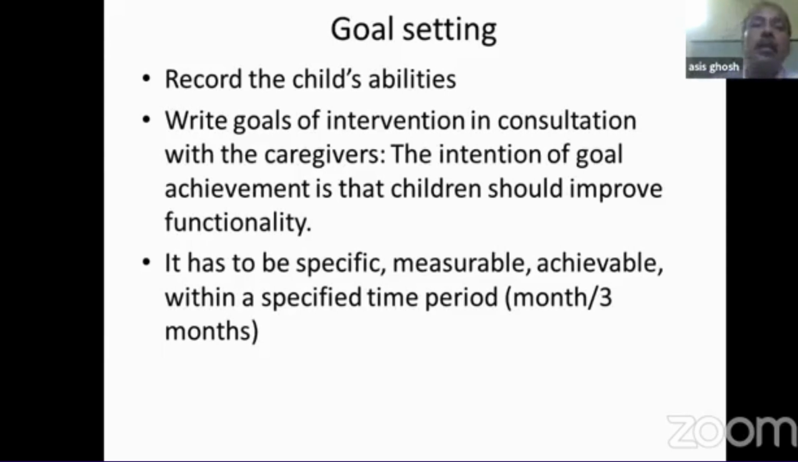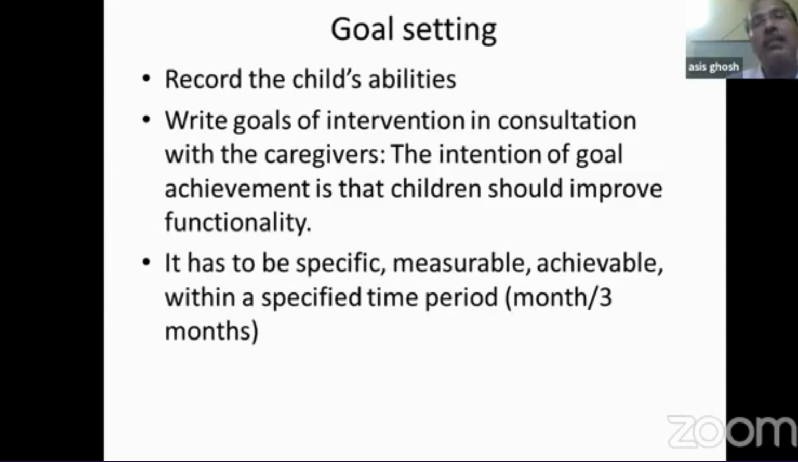So after all your assessment, you have to keep a goal in front of you. Goal is actually what you are going to achieve in say 15 days or 1 month or 3 months of time. So record the child's abilities. If the parents come from a very far away area, ask them when is convenient. Can they come after 3 months? Can they come after 4 months? Can they come after 2 months? So according to their convenience, you give them an appointment. And you write down those activities which have to be incorporated in the daily care activity.